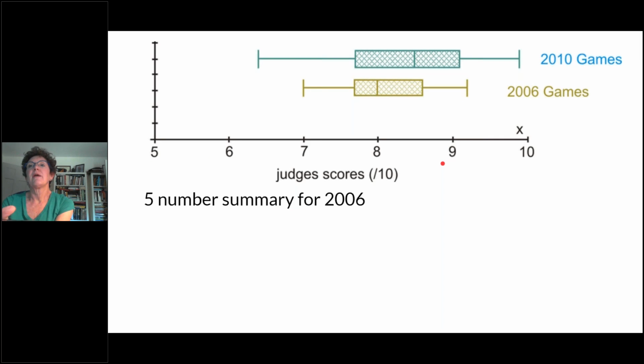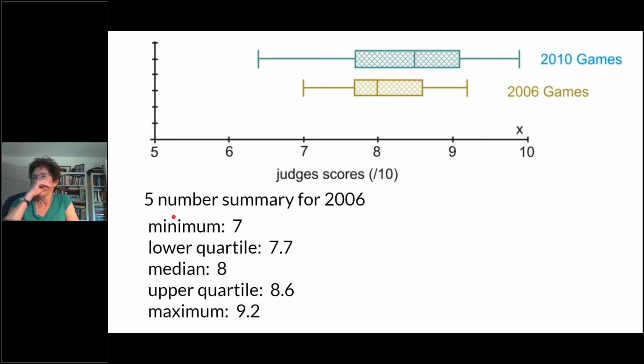So if we were asked for the 5-number summary for 2006, remember it's the minimum, lower quartile, median, upper quartile, maximum. Those are the 5 numbers. And make sure you're looking at the correct one, because I know I got confused a couple times when I was working on this. So look at the minimum for 2006, the 5-number summary for 2006. It's this Goldie one here. The minimum, the lowest score is a 7.